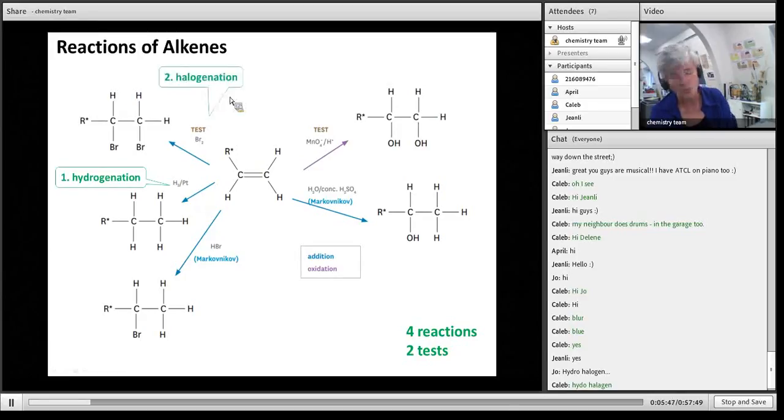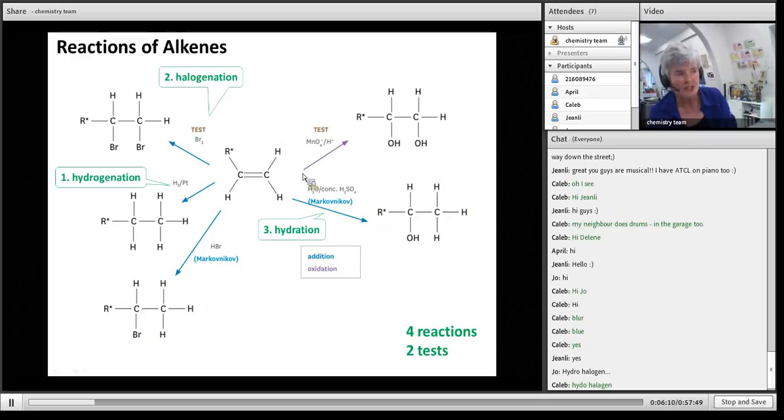Halogenation is also a straightforward addition. It's not a reduction or an oxidation. Oh, sorry, that one is as well, because it's going from 0 to, in this case, -1 over there. Then hydration is a straightforward addition, not an oxidation or reduction.